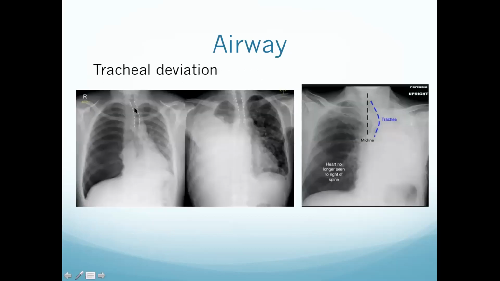As you can see on the left image, the trachea is pushed away to the other side; this is a tension pneumothorax. On the image next to it, it's a massive pleural effusion, which is pushing the trachea away from it. And on this side, the trachea is being pulled towards this area, which is a massive whiteout, most likely caused by pneumonectomy or a total lung collapse.